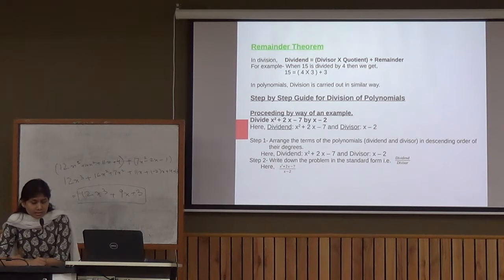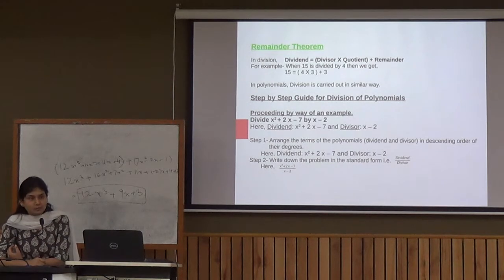Recap. In division, dividend is equal to divisor into quotient plus remainder. For example, when we need to divide 15 by 4, we can simply write it as 15 is equal to 4 into 3 plus 3. Here, 4 is the divisor, 3 is the quotient, and again 3 is the remainder.